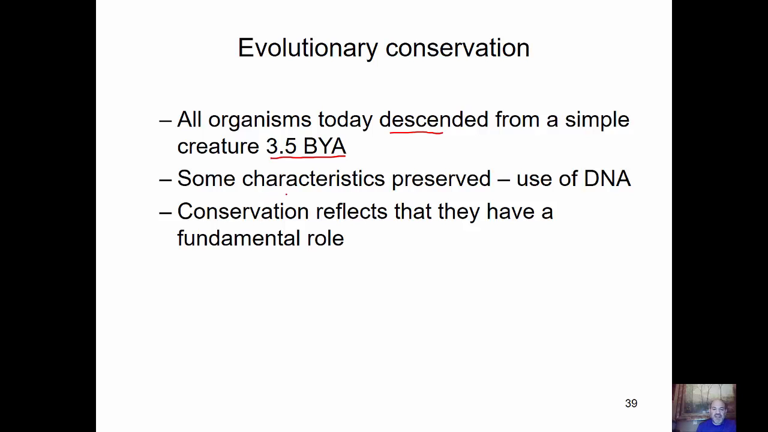That being the case, we do see that some other characteristics are preserved regardless. For example, as I mentioned earlier, the use of DNA. All life on this planet that has descended from the earliest life forms uses DNA as instructions for building an organism. So the idea here is that if structures like DNA are conserved, or we continue to see them today, this reflects that they must have had a very fundamental role in life on this planet.